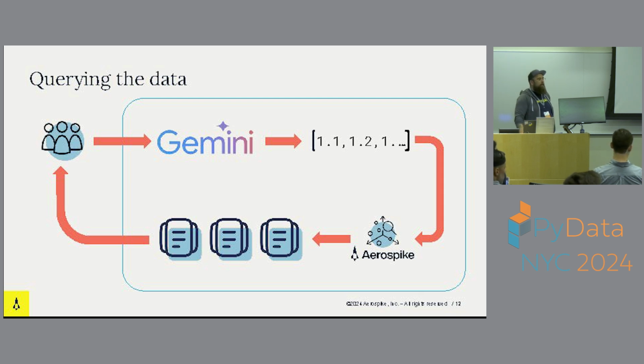Sorry, you set a threshold in cosine distance? Yeah, exactly. With Aerospike, even though we're doing cosine similarity, we get what's called a distance back, which you would generally associate with the Euclidean distance.